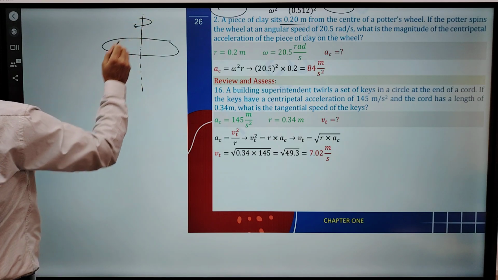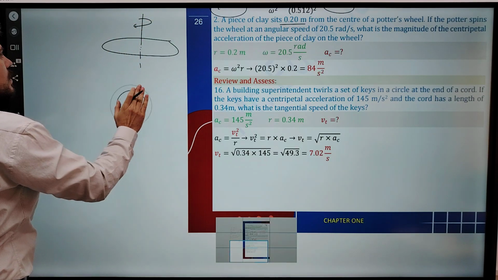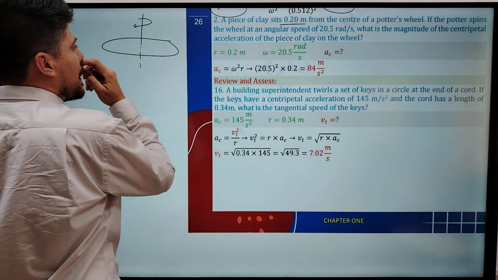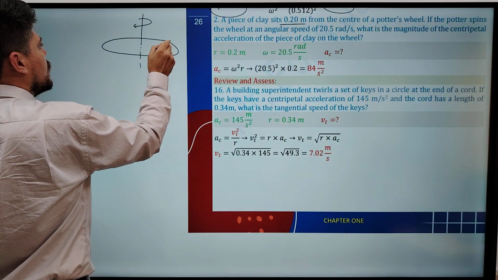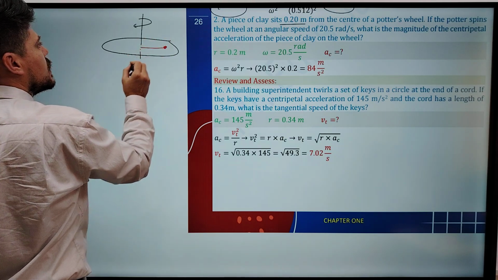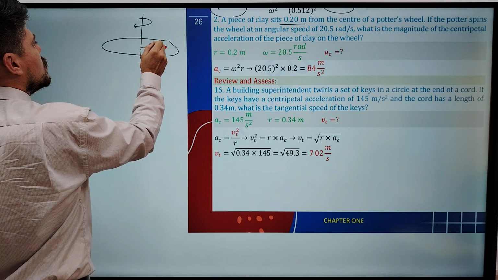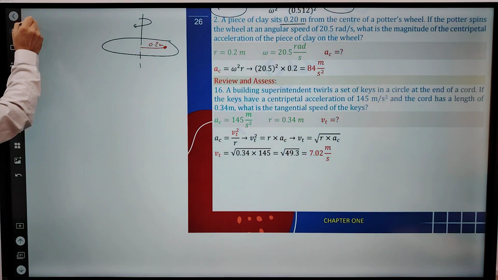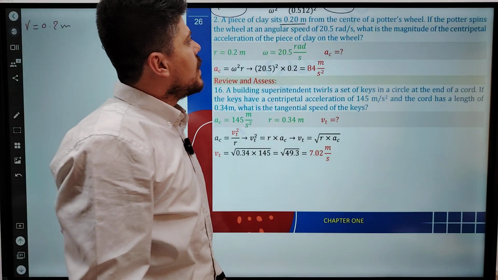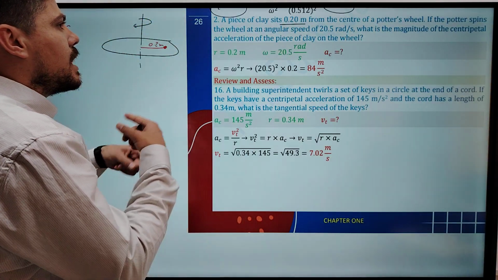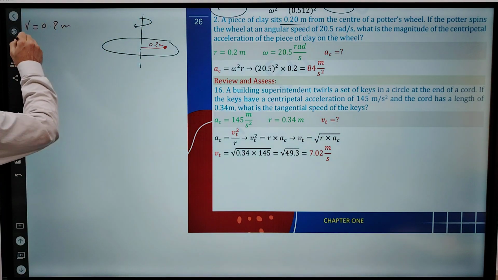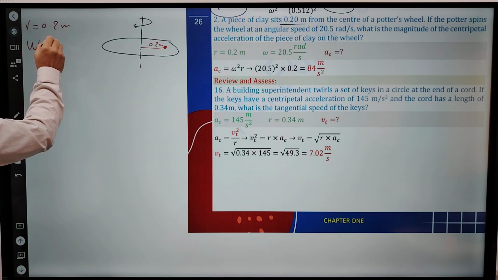Okay? For example, if the clay is located here, and its distance from the axis of rotation is 0.2 meter. What is this? R, 0.2 meter. If the potter spins the wheel, it means that it has angular speed. The wheel is at an angular speed of 20.5 rad per second. Omega is equal to what?